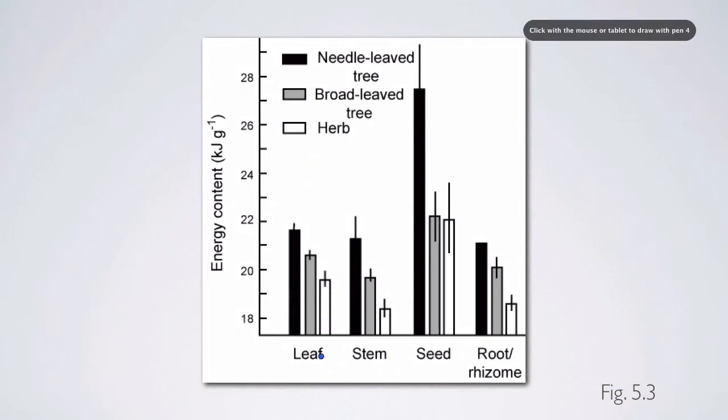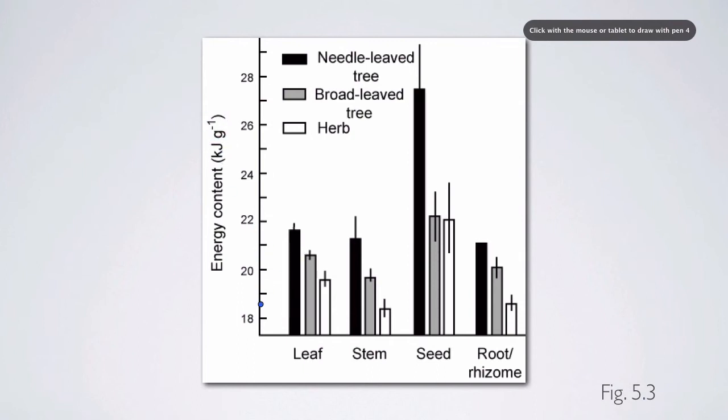So this here is a comparison of leaves, stems, seeds, and roots of 3 different classes of plants: needle-leaf trees, conifers, pine trees, broadleaf trees, like deciduous trees, and then herbs, so grasses and other plants that don't have woody parts to it. And this, on the y-axis, is energy content. The units here are kilojoules per gram, so how much energy is stored in a gram of biomass.